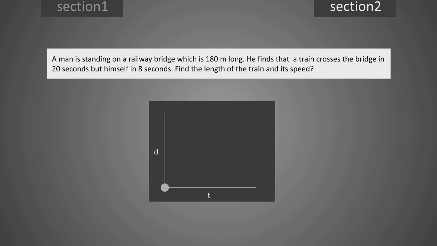So problem 1. A man is standing on a railway bridge which is 180 meters long. He finds that a train crosses the bridge in 20 seconds but himself in 8 seconds. Find the length of the train and its speed.